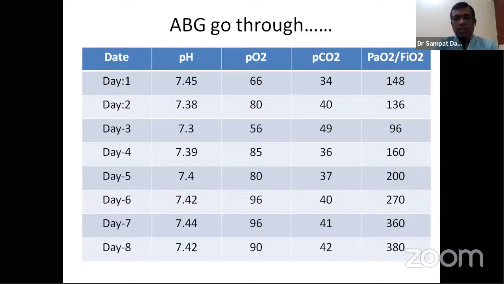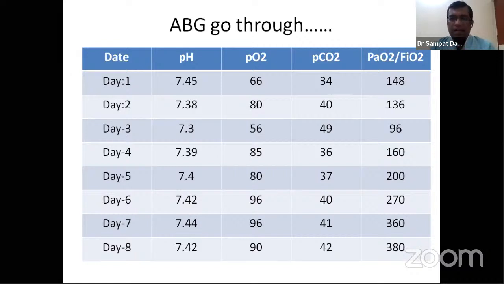Let's see that on day 1, the PO2 is not varying much, but if you see the ratio, it is changing significantly. So don't look into a single parameter of PO2. Please always find a ratio and then decide. So on day 1, this patient had a PO2/FiO2 of 148.